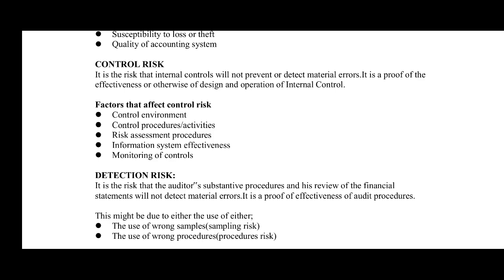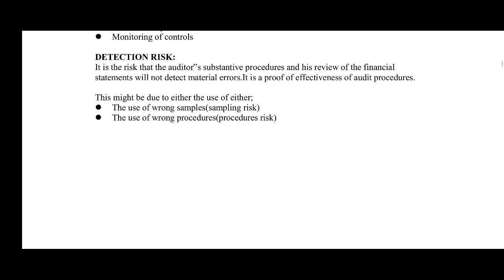Then the information system effectiveness. How effective is the information system in the organization? How do we move our accounting records? How does communication move from subordinates to superiors and vice versa? And the monitoring of controls, which is mostly done by internal audit. How effectively do we monitor our controls? So if these factors are very strong, it can lead to a decrease in the control risk in the organization. However, if they are poor, then internal control systems will have a lot of risks, or there will be high risk. Now, let's go to what we call detection risk.